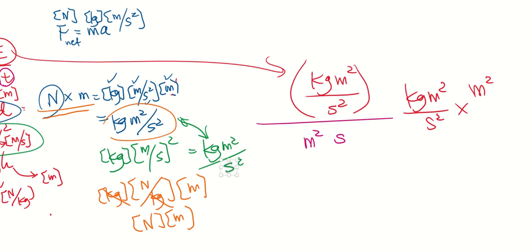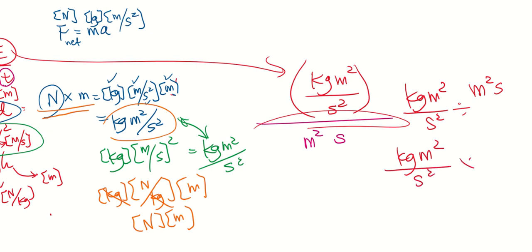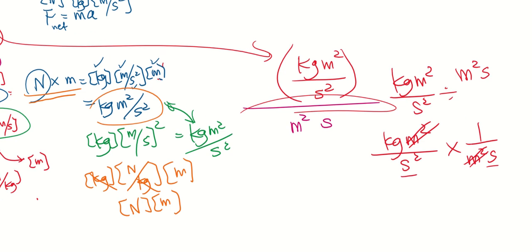Let me do my math. My math also not that good, so maybe I rewrite it as divided by m square s, because this line tells me it's divide. So kg m square over s square is divided by m square s. I get kg m square over s square multiplied by 1 over m square s. So my m square and m square can cancel. My s and s square can be multiplied together because they are in the denominator. So in the end, I get kg over s cubed.